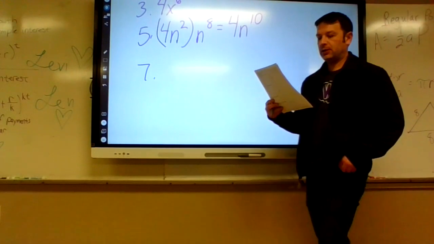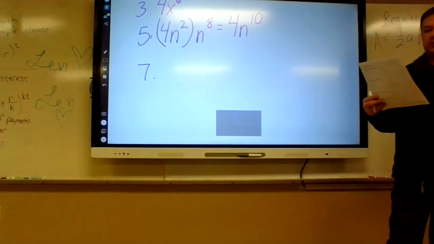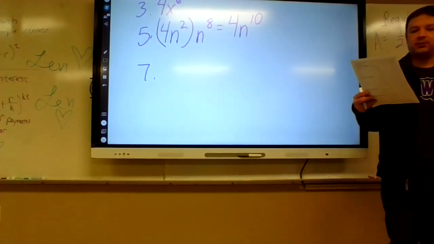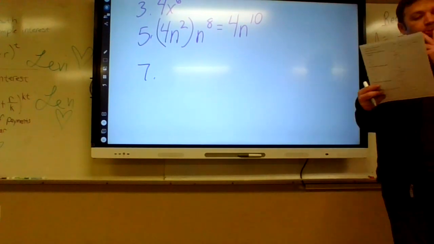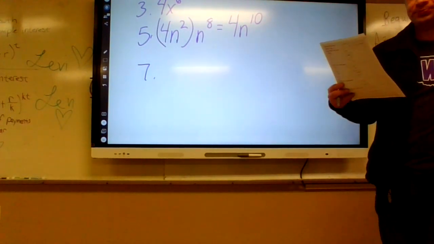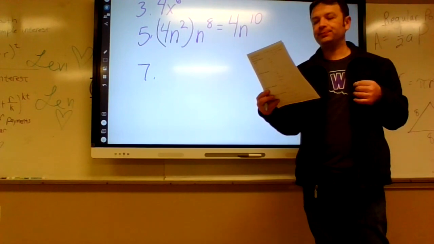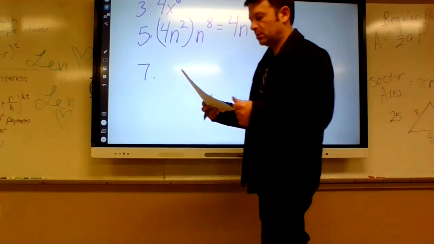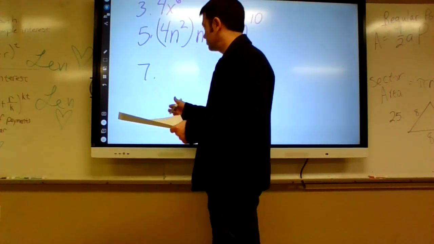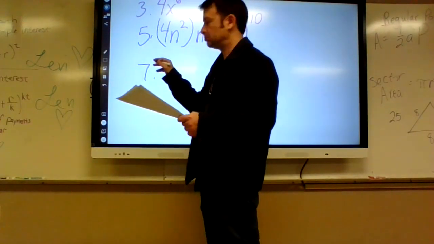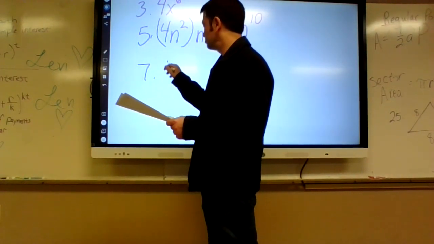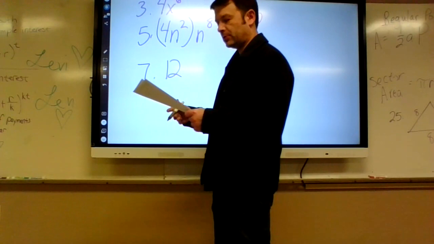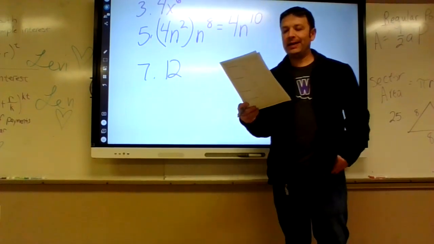Okay, number 7. Anna, with the normal numbers, the 2, the 3, and the 2, what will they become? 18. 2 times 3, 6, times 2. 12. Wow, Olivia, you got that?